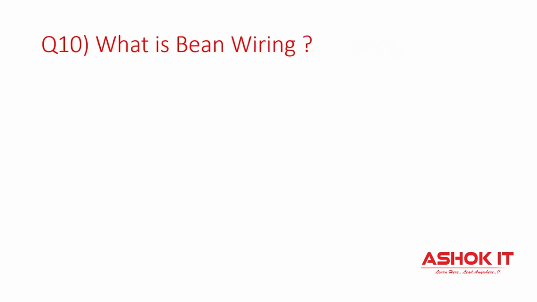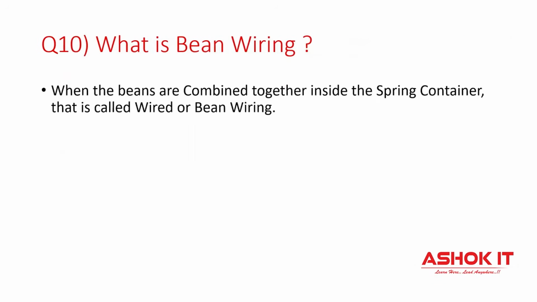What is bean wiring? Question number 10. Wiring simply means linking two objects. As I mentioned, for example, we have two classes, class A and class B, and there are two objects I want to link based on their relations. That linking can be done by writing a ref tag in the case of XML. That is called wiring.